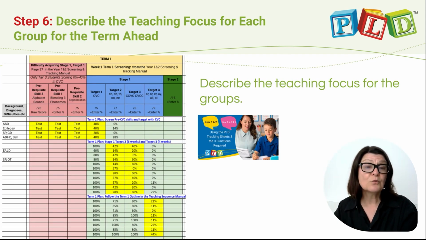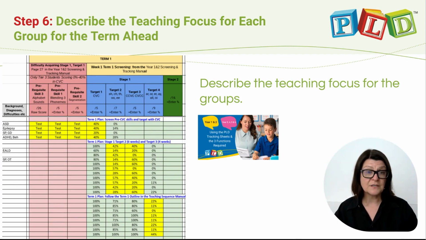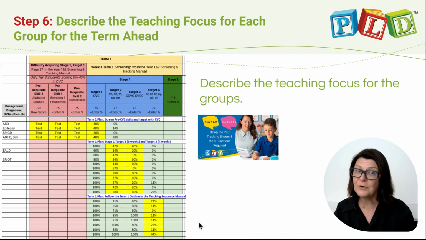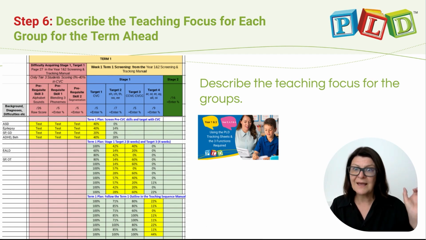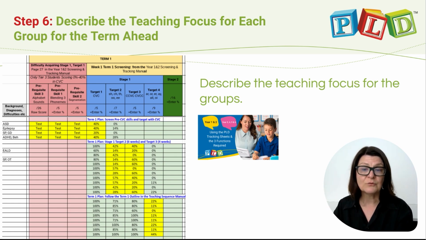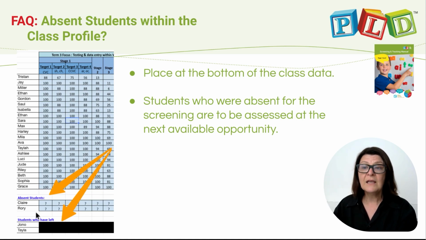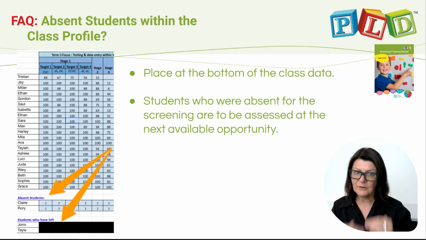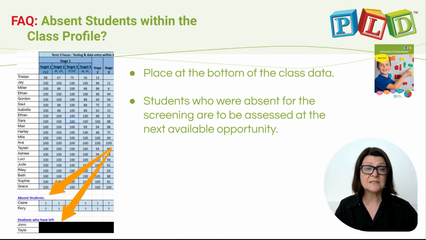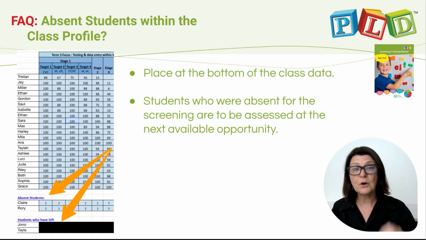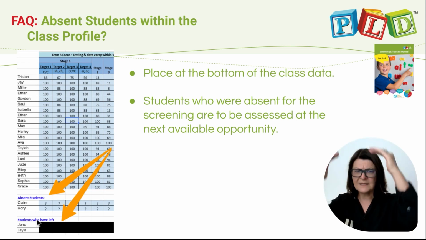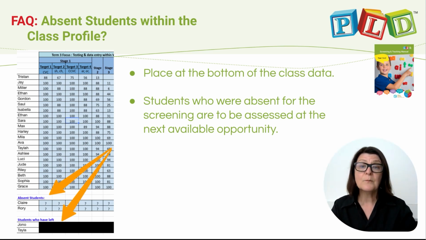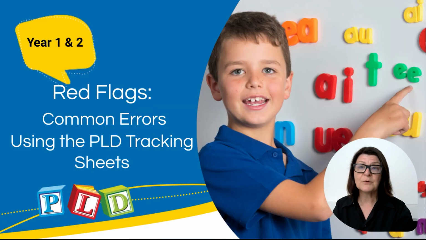Step 6, describe the teaching focus of each group, and we aim for the top group, ideally, to be following that teaching sequence in the teaching sequence manuals. And what's the plan for the other two groups, the Tier 2 and Tier 3? If you have students that were away, move them out of the class profile and put them at the bottom of the spreadsheet because they need to be screened at the first possible opportunity. Students that have left, don't keep them in the class profile. Again, move them to the bottom of the spreadsheet.